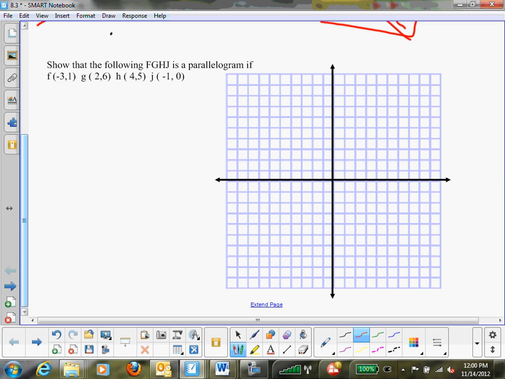So -3, 1 is F. 2, 6 is G. All right. 4, 5, 1, 2, 3, 4 is H, and -1, 0 is I, or J. Okay.